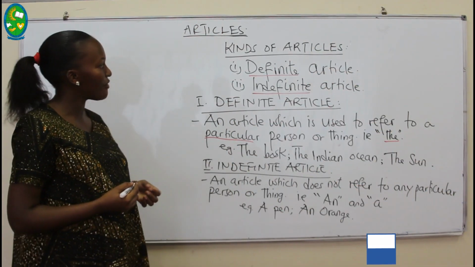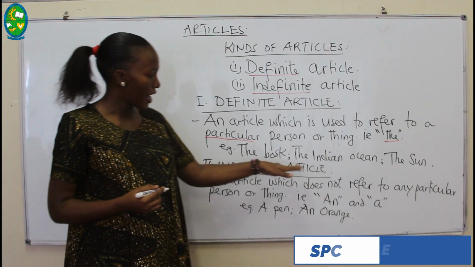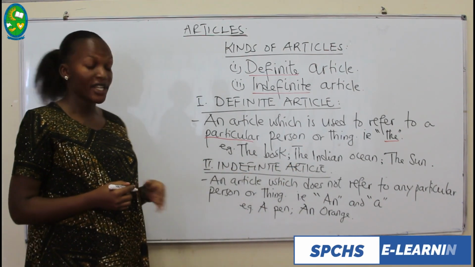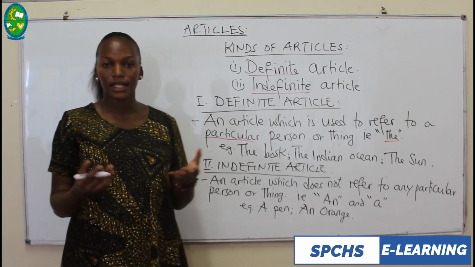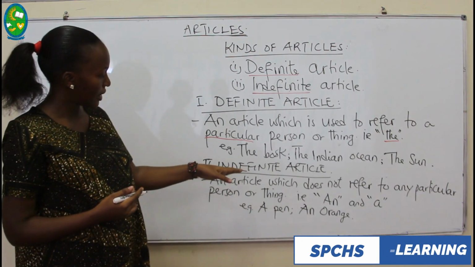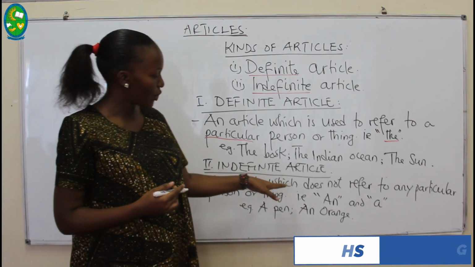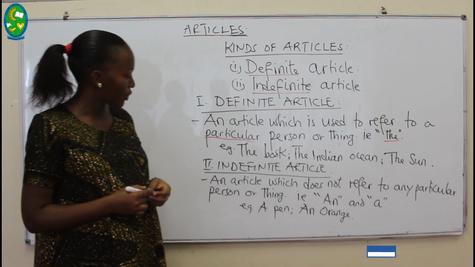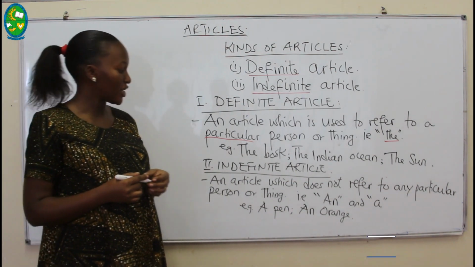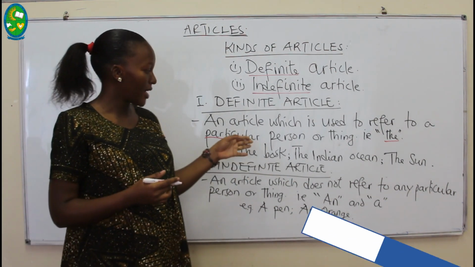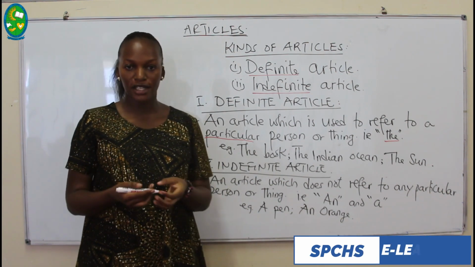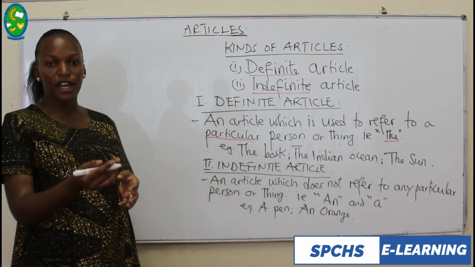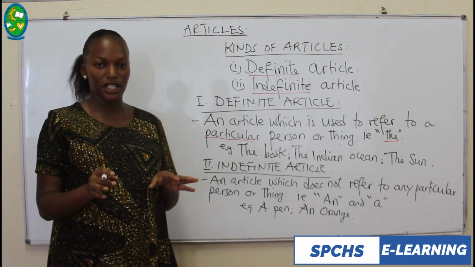So the second type of article is called the indefinite article. Another word for indefinite is something which is not clear. So it's an article which does not refer to any particular person or thing. So it is not specific. Like the example I gave, I have a lot of oranges. So I will say, can I have an orange? So I have not specified any orange.